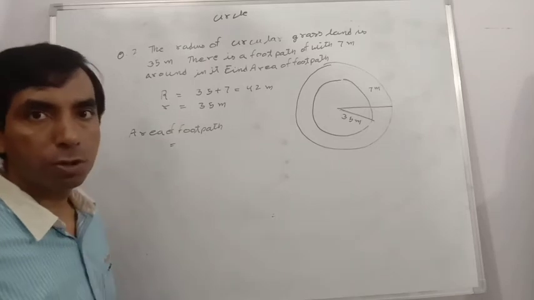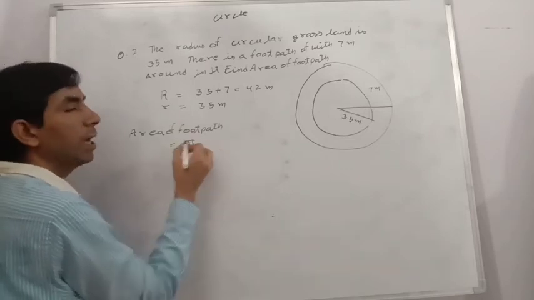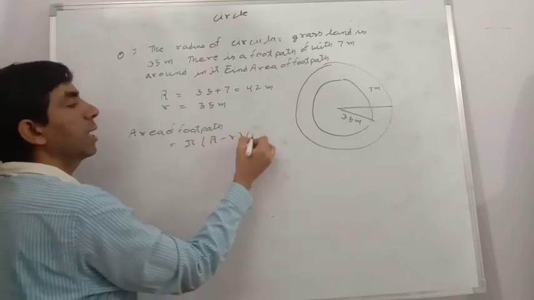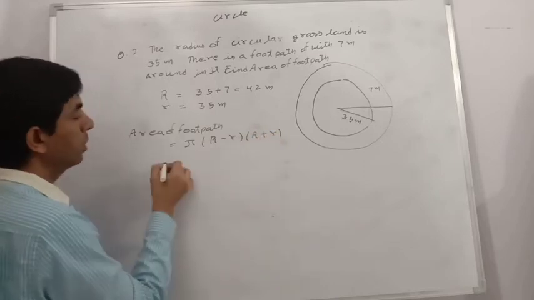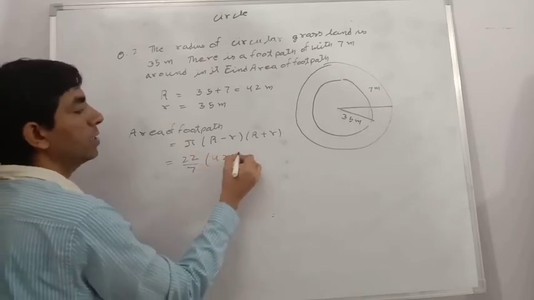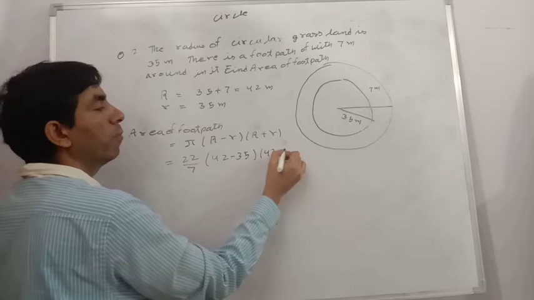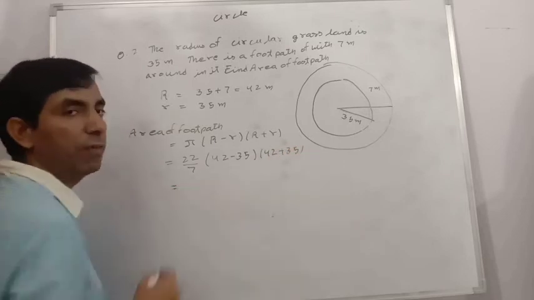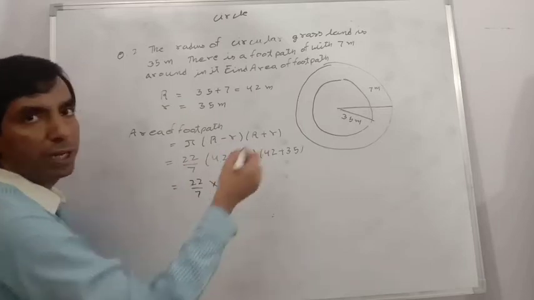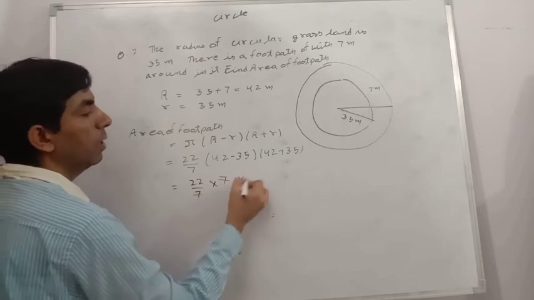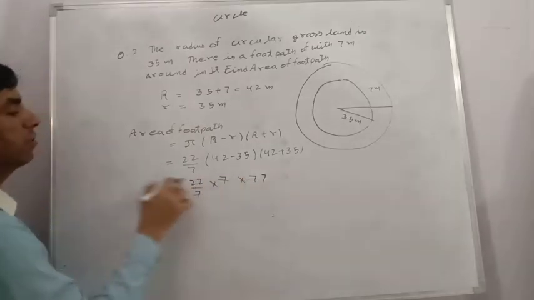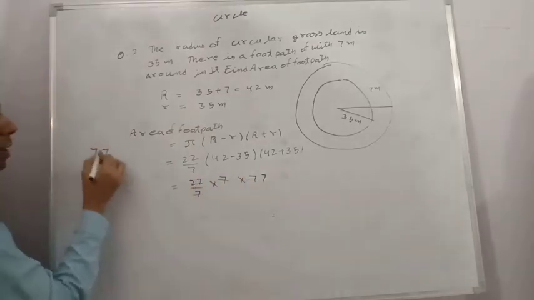Area of footpath. In the previous question we have seen the formula of area between two concentric circles is pi times capital R minus small r and capital R plus small r. So put the values: 22/7, capital R is 42, small r is 35, again 42 plus 35. Now we solve it. 22/7 is as it is. 42 minus 35 is 7. 7 are cancelled out. And 42 plus 35 is 77. Now 7 are cancelled. Then we multiply 77 multiplied by 22. Now we multiply it.